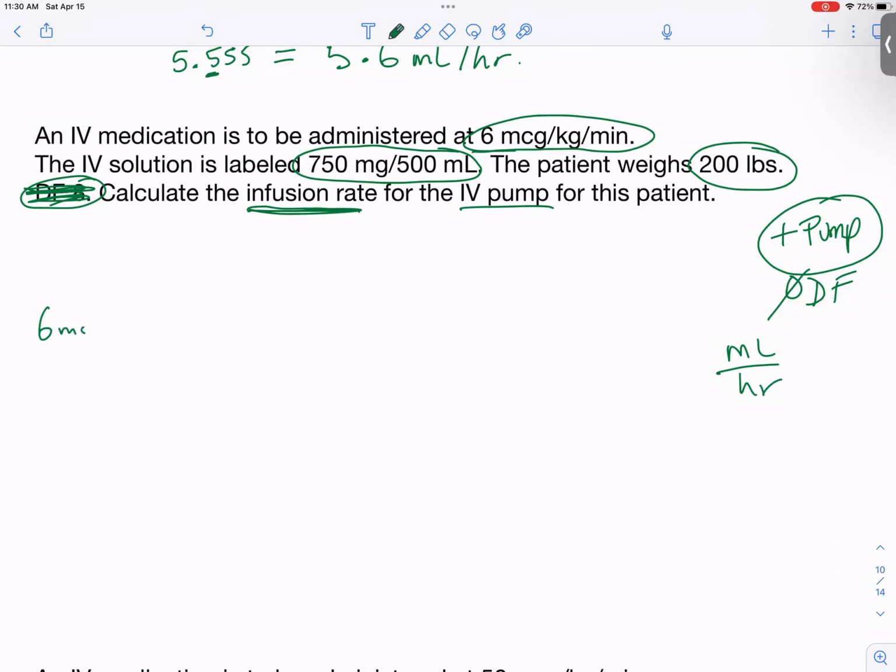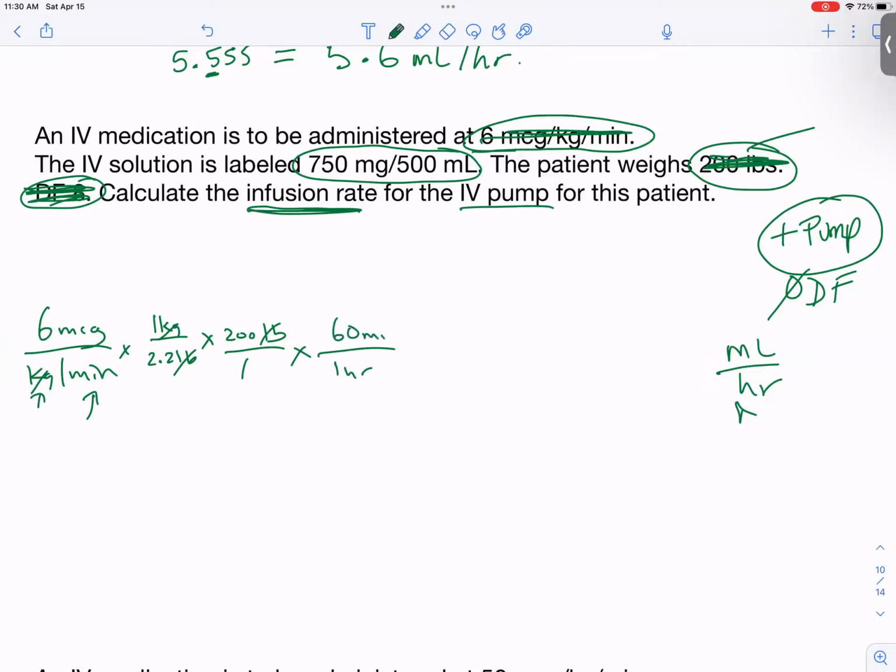Start with 6 micrograms per kilogram per minute. Boom, done. Doesn't matter what I want to get rid of first. Let's get rid of kilograms. The weight is in pounds, so I need 1 kilogram is 2.2 pounds. Patient weighs 200 pounds. I'm crossing off what I'm using. How do I change minute to hour? I know that one. 1 hour is 60 minutes. Oops, crossed off the wrong one by accident. Sorry. 1 hour is 60 minutes. So now I've got hour.